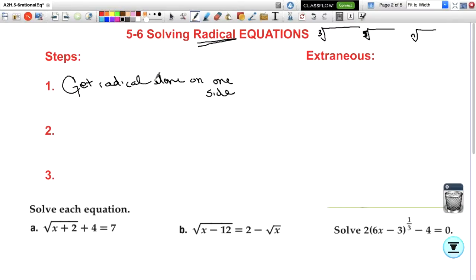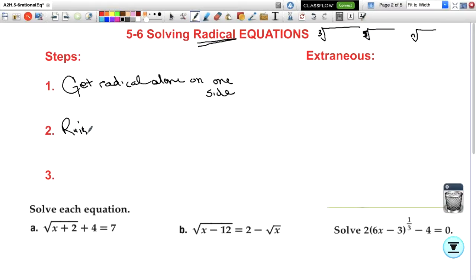Now that's really easy to do if you have one radical symbol, like in our first example. But looking at our second one, we have a radical on both sides. Instead of worrying about getting them combined, you cannot combine them. You're just going to get one of them alone on one side of the equal sign. After you've done that, the next step is to raise each side to a power.